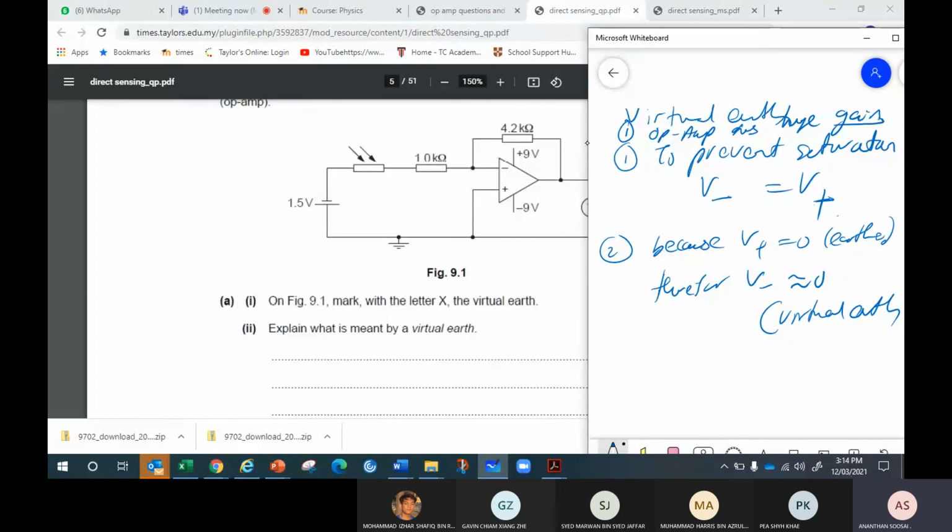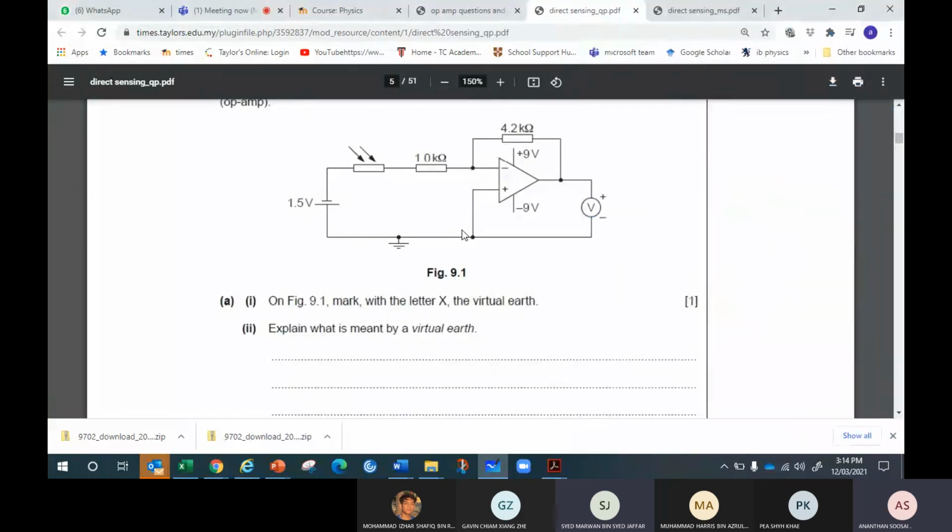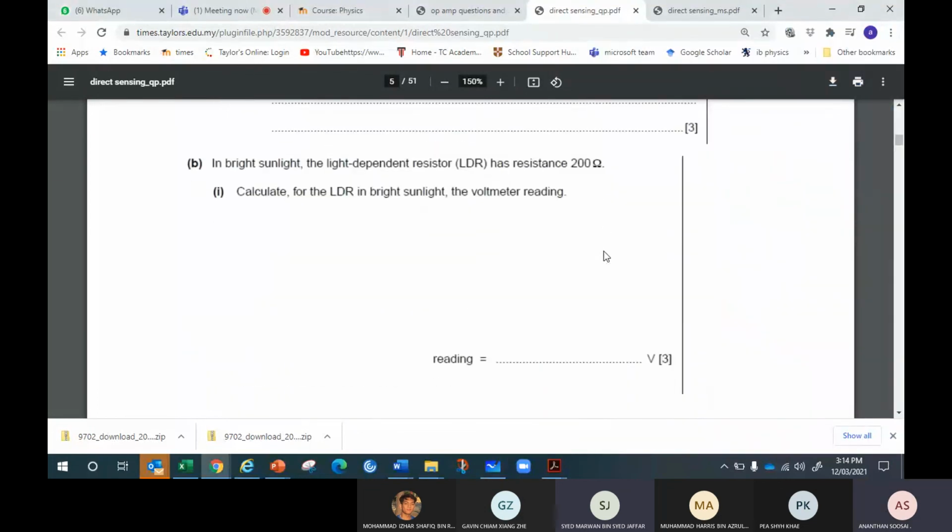So op-amp has a huge gain. To prevent saturation, V negative must be same as V positive. Because V positive is 0, therefore V negative must be 0. Call virtual. Okay, next.